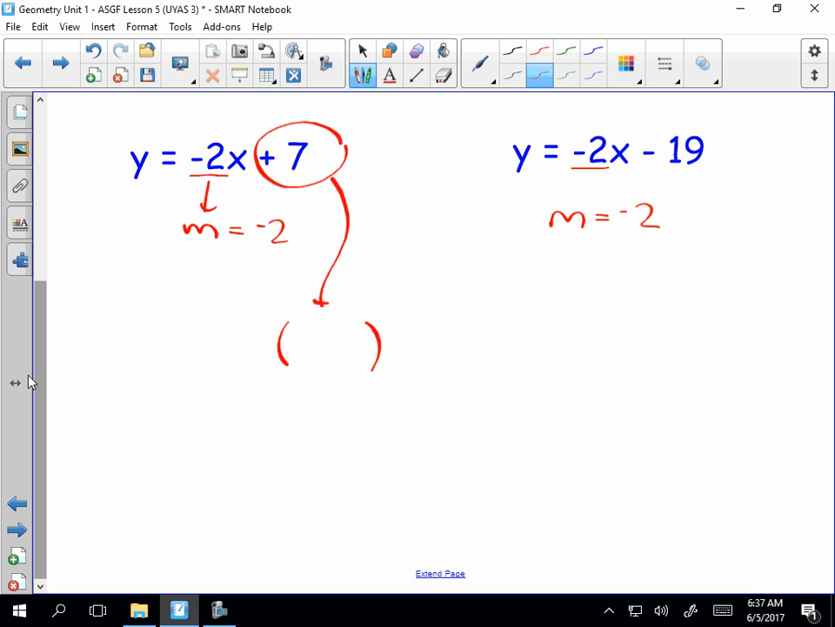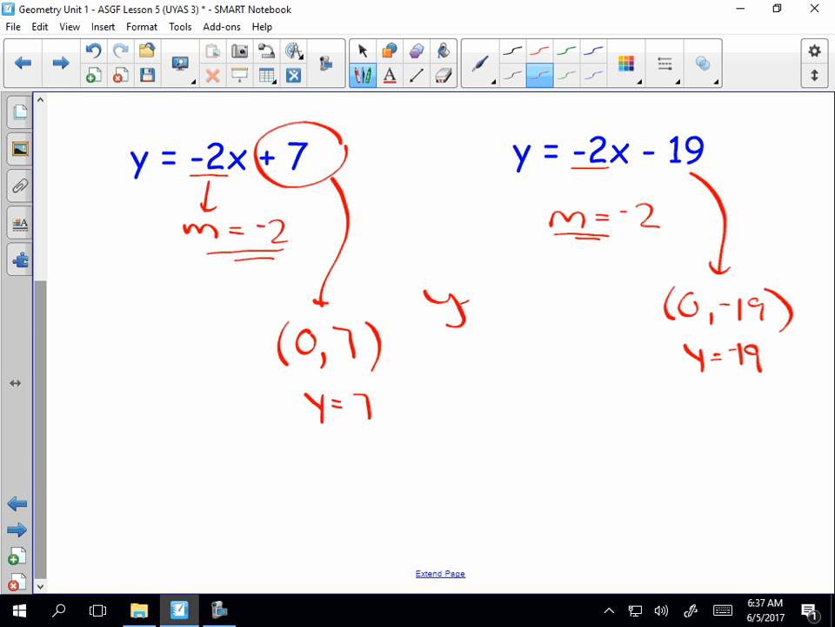We always want to think about the y-intercept. We can think about it as an equation, but we also want to think about it as the coordinate value. Our y-intercept here is (0, 7), or we can say that y equals 7 for the y-intercept. Same thing here: we have (0, -19), y equals -19 for the y-intercept. So since the y-intercepts are different and the slopes are equal, then yes, we can say that we have parallel lines.